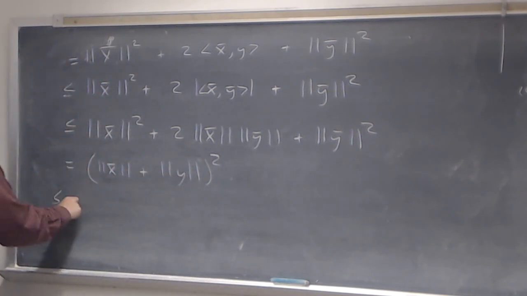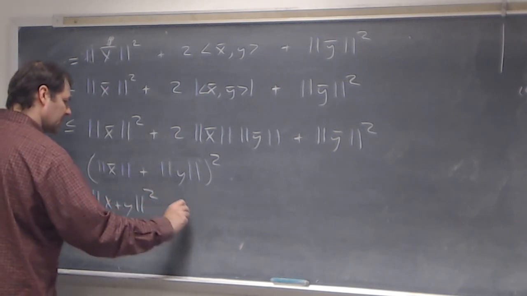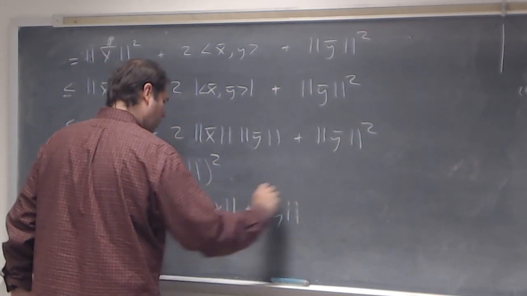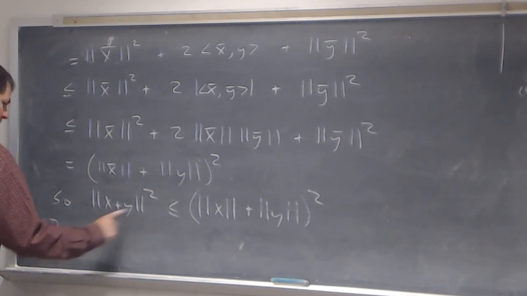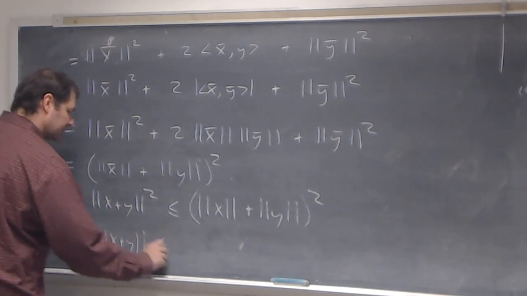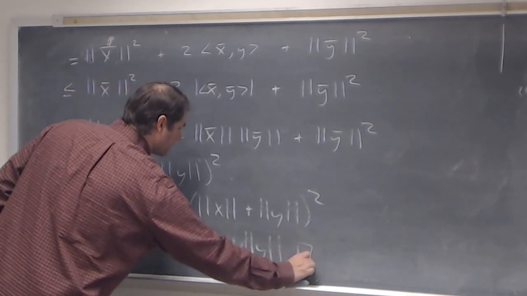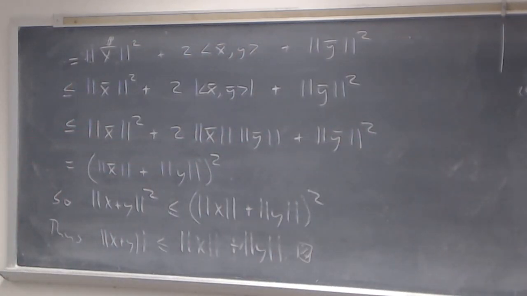So what we've just shown is that the norm of x plus y squared is less than or equal to the norm of x plus the norm of y, squared. And since both of the objects being squared are greater than or equal to 0, applying the square root to both sides will hold the inequality, and we have the norm of x plus y is less than or equal to the norm of x plus the norm of y. And that ends that part of the proof. There's only one more part of the proof to do, so let's go ahead and do it. It's short, and then we'll call it quits.